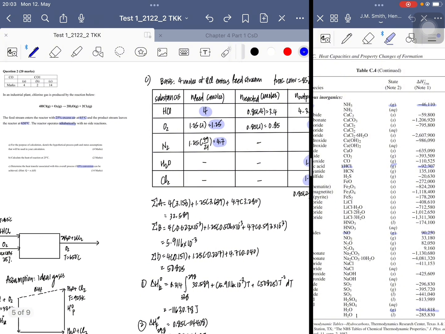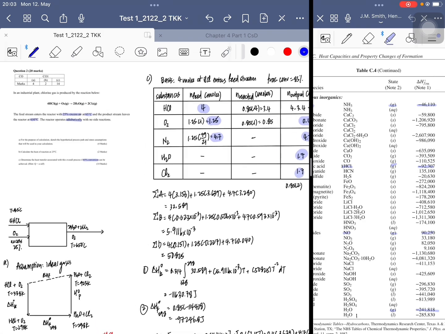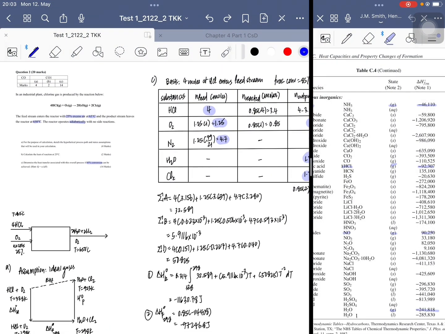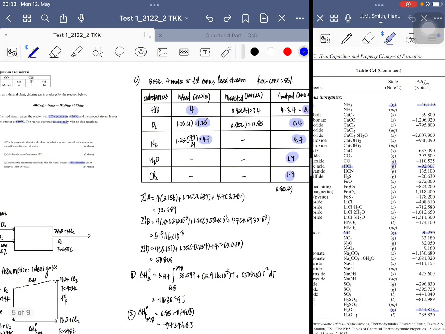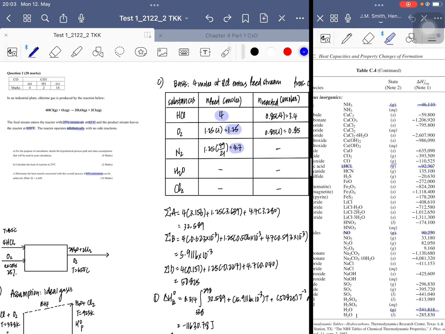So first we have to figure out the basis. For this I use 4 moles of HCl for the sake of simplicity. Sure, you can use 1 mole, but it'll be confusing for you to do the stoichiometric coefficient unless you're really smart at it. But if you want to play safe, just put 4 moles. Just use the stoichiometric coefficient that they give. So first is the number of moles at the feed. We know that it is 4 moles of HCl.